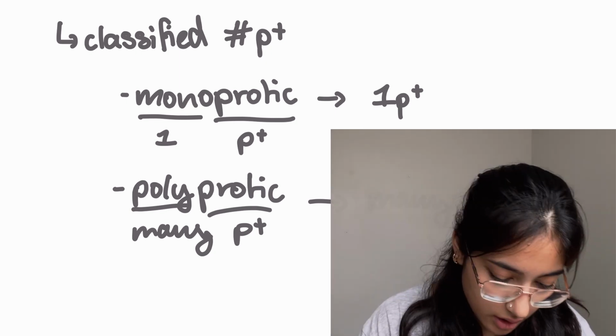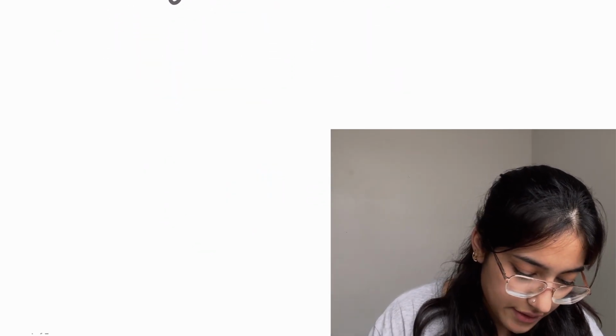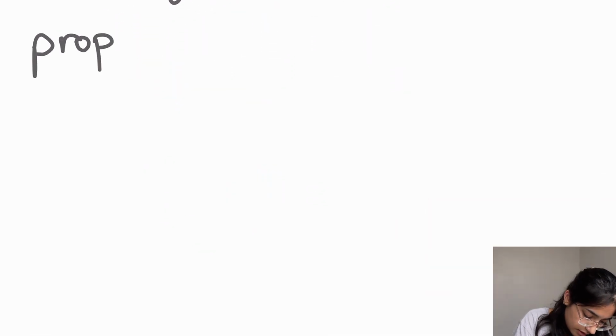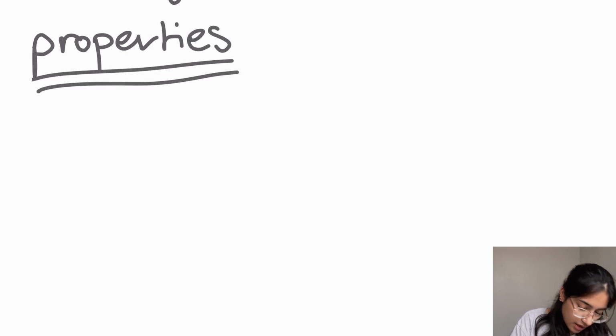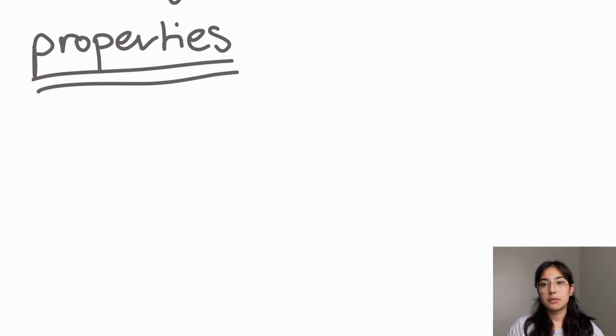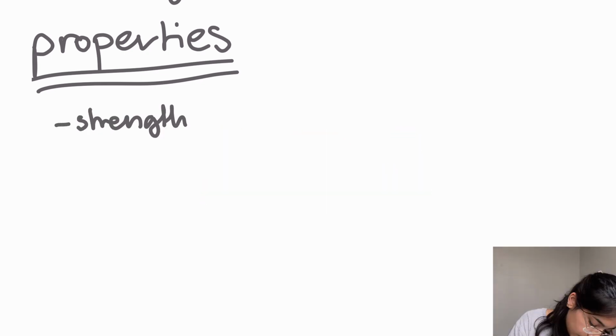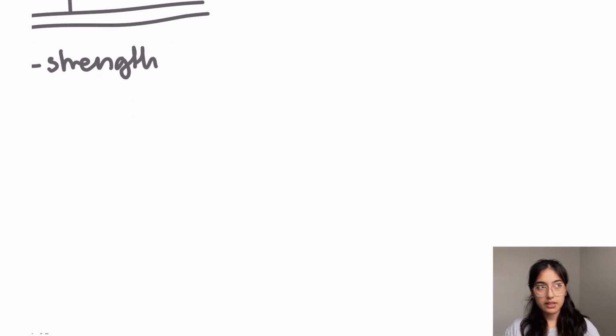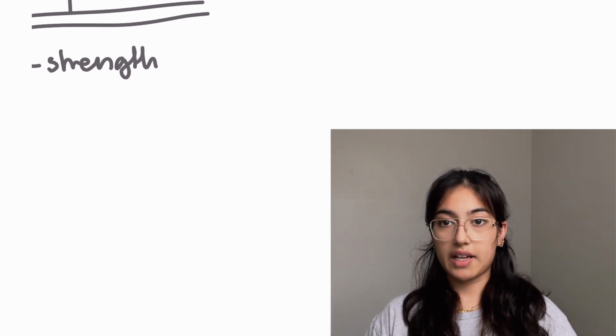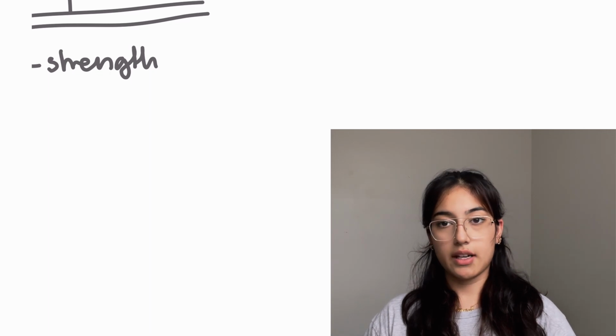Okay, so the next thing that we're going to talk about is the properties. That's the main thing that we need to worry about today. And those properties, we're going to talk about them specifically in terms of how they're related to the strength of an acid or a base. So firstly, let's talk about what actually is strength. Strength refers to basically how good an acid or a base is at dissociating into these ions.